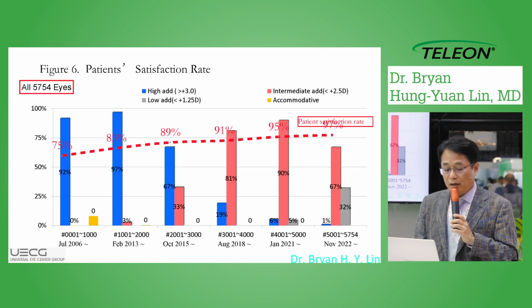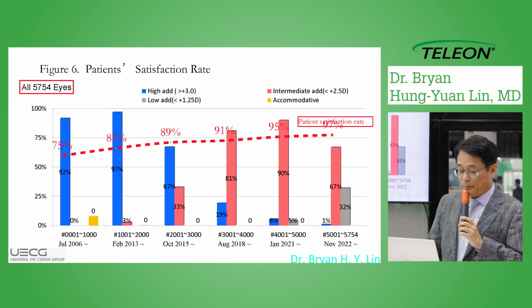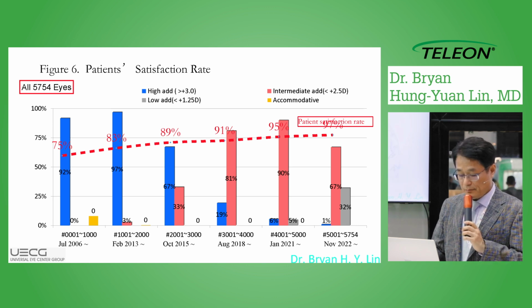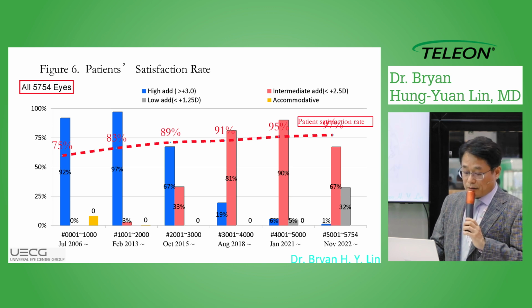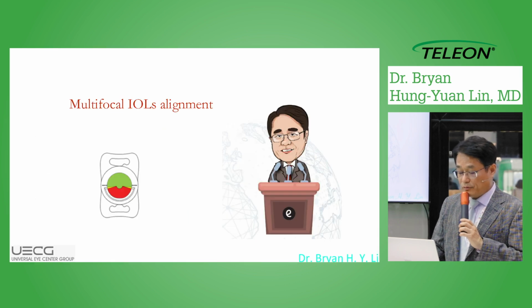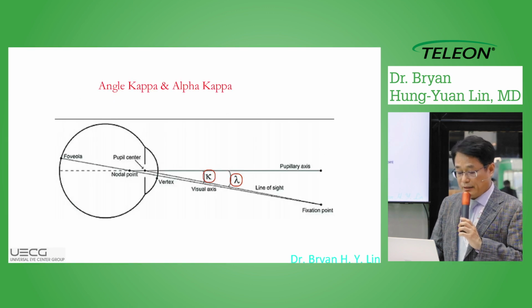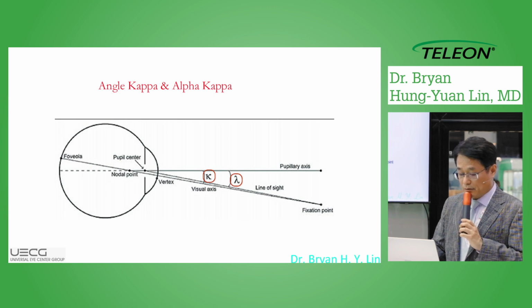This figure shows a higher percentage of patient satisfaction as the proportion of intermediate and low-add IOL use increases. To achieve a higher success rate with all types of multifocal IOLs, precise alignment is crucial and presents a significant challenge. This slide explains angle alpha and angle kappa.